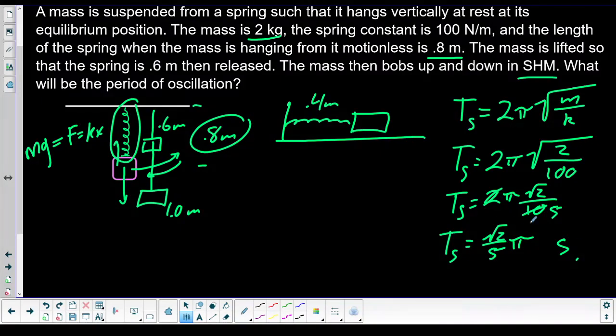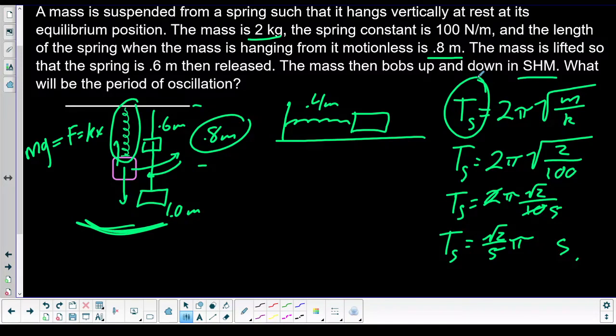But do not get confused. Just because it's hanging does not mean it's a pendulum. Hanging does not a pendulum make. Oscillating sideways is a pendulum. Because it's going up and down, the spring is the thing doing all the heavy lifting here, so we use the spring's period. And there you have it. That's simple harmonic motion.